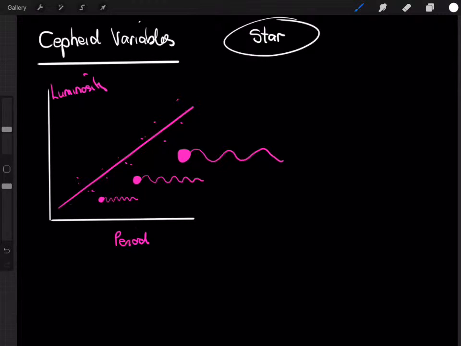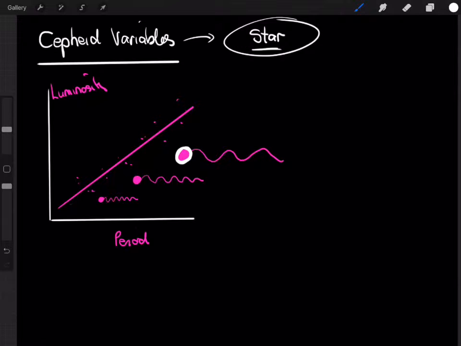Okay, so now we're going to talk about Cepheid variables. Cepheid variables are a type of star whose brightness varies in a very unusual way. The brighter, the bigger and hotter the star, in other words, the more luminosity it has, the longer it takes to go through a cycle of varying in brightness.